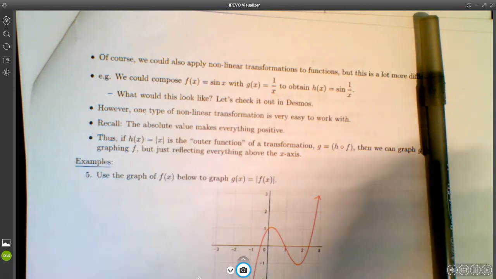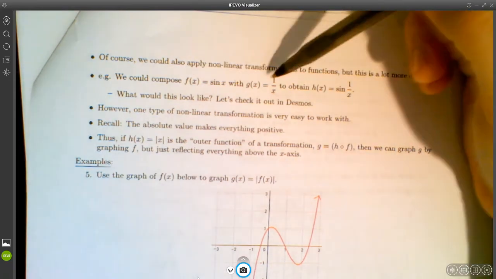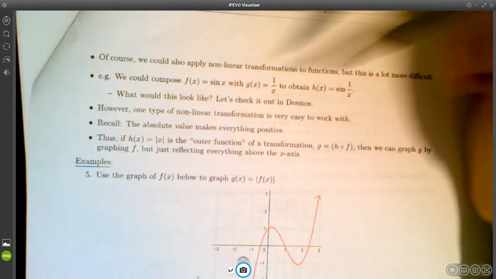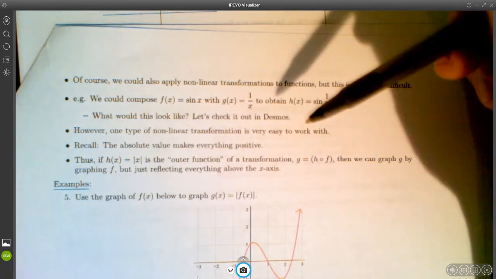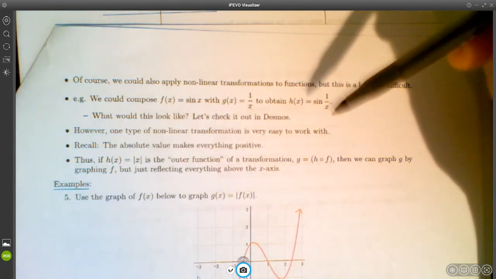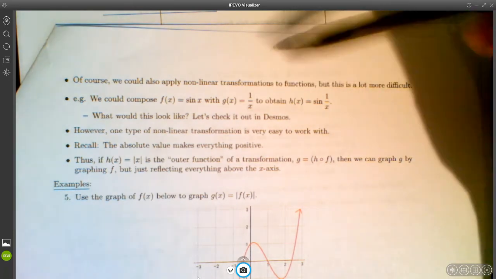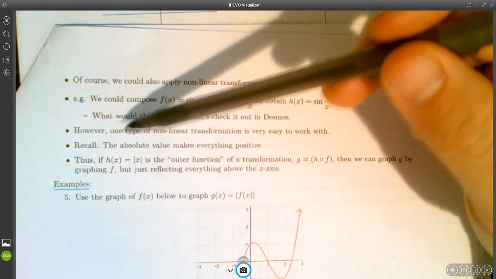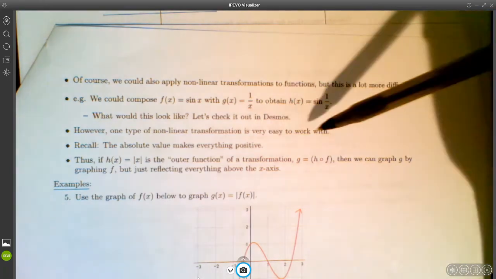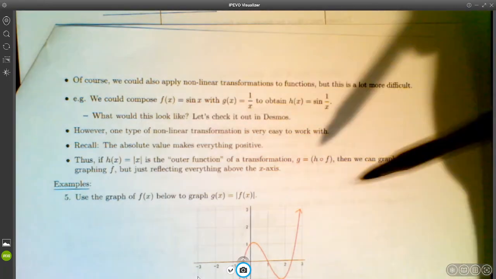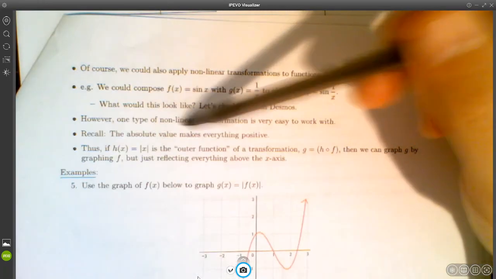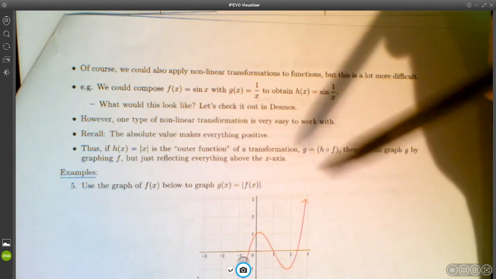Anyway, the point is, we could do compositions that are nonlinear. So we could do nonlinear transformations. It's kind of hard to do, but it's useful to think through it. One type of nonlinear transformation is very easy to work with, and it's the absolute value. Just recall, the absolute value makes everything positive.